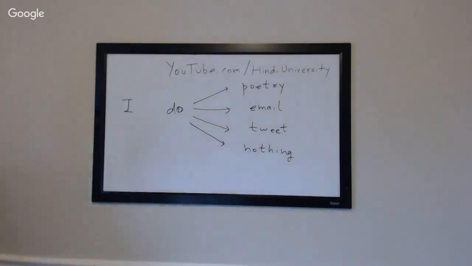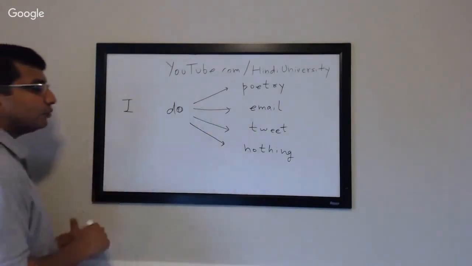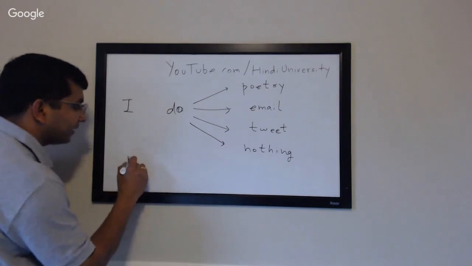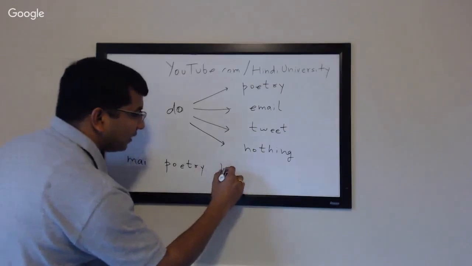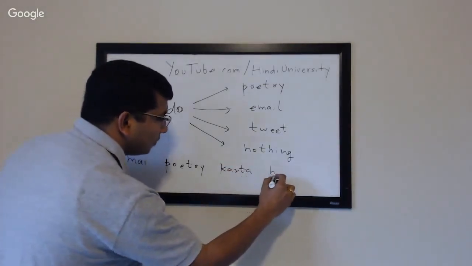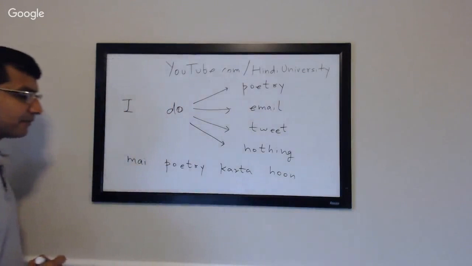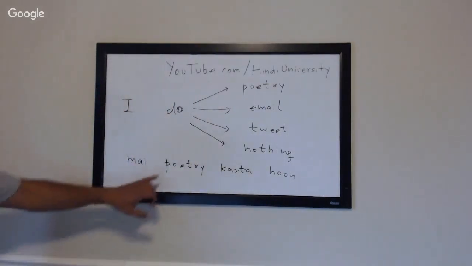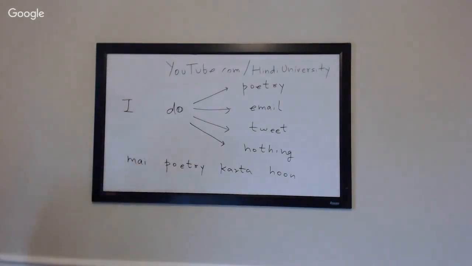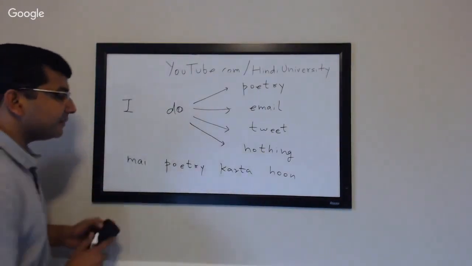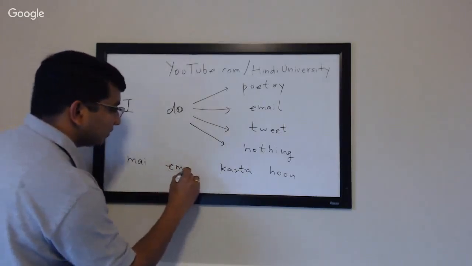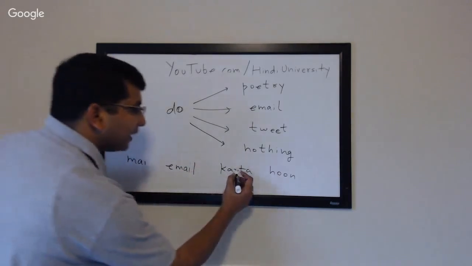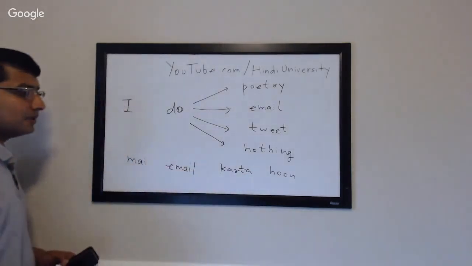Very good, right? So as Liz has mentioned, I do poetry. It's simple. Poetry करता हूँ और मैं पोइट्री करती हूँ for a girl. Okay. And if you know the Hindi word for poetry, you can always replace that. Second one, simple, right? You can say मैं email करता हूँ for a guy, and for a girl it is मैं email करती हूँ.